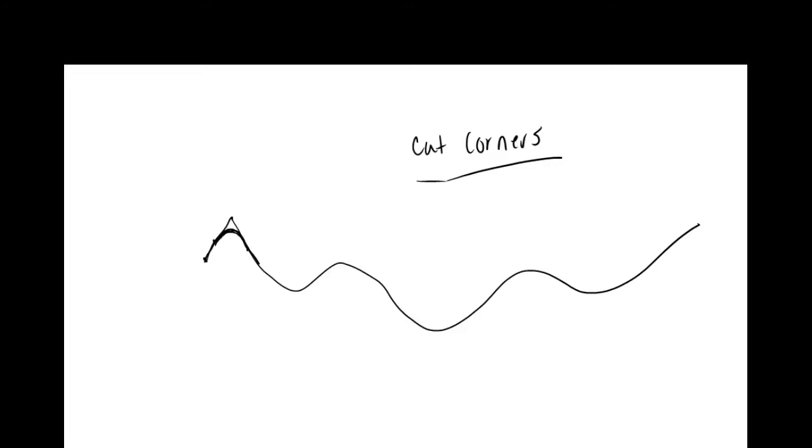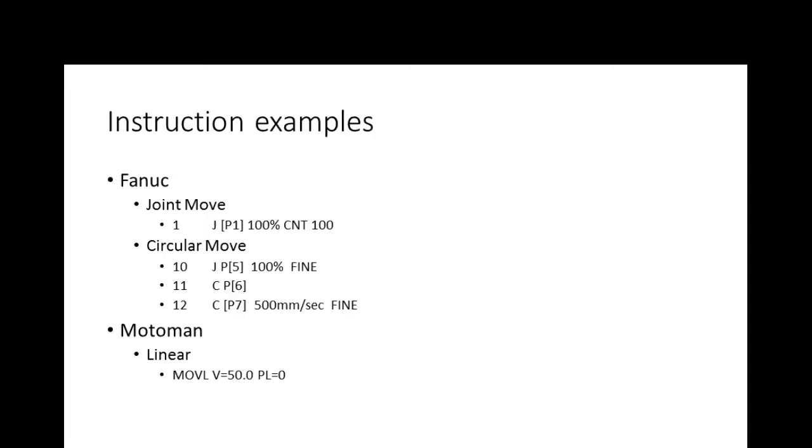Do y'all understand? So the last thing of all these instructions is a round off. FANUC calls it continuous. So if I say continuous 100, this is going to be the maximum round off. On the Motoman, if I specify a position level equal to 7, then this will be the maximum round off.